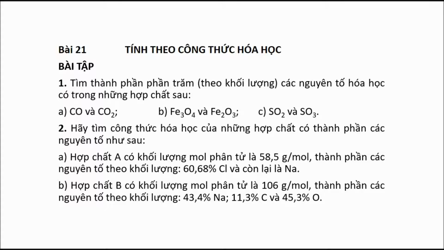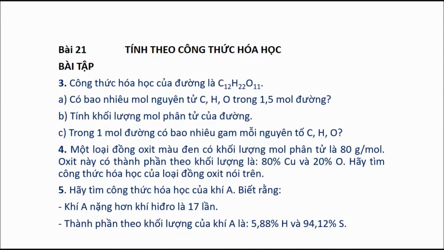A. Compound A has a molecular molar mass of 58.5 grams per mole. The mass percent of its elements are 60.68% of Cl and the rest is Na. B. Compound B has a molecular molar mass of 106 grams per mole. The mass percent of its elements are 43.4% of Na, 11.3% C, and 45.3% of O.